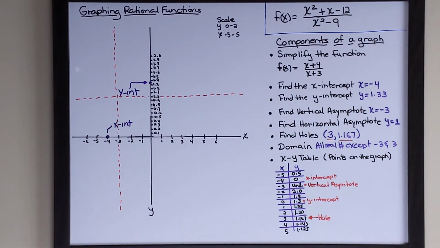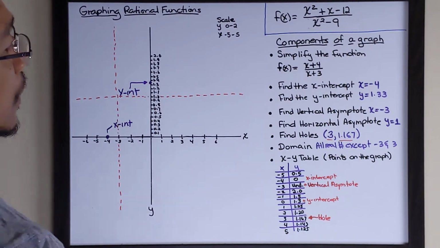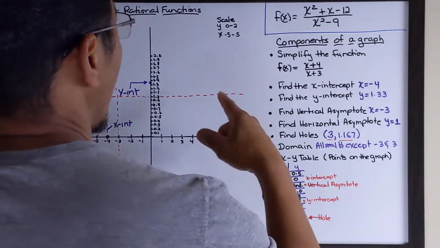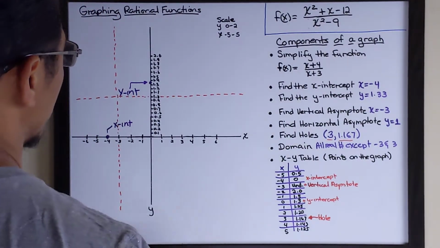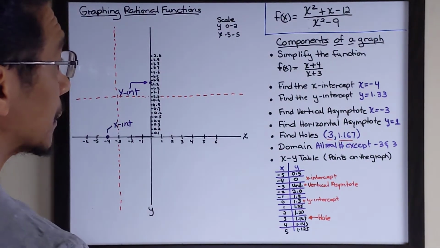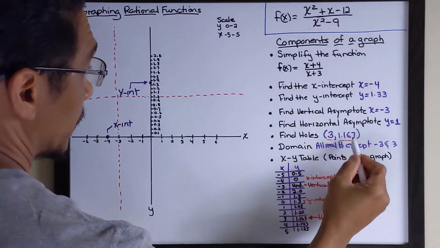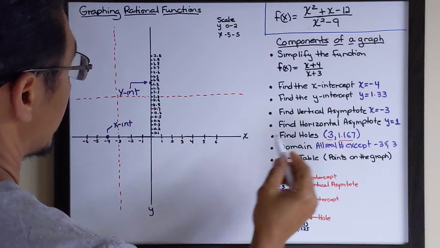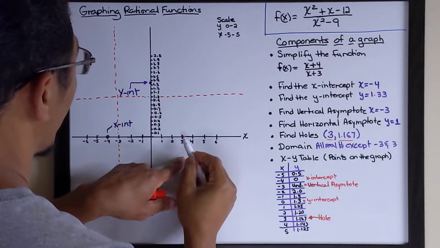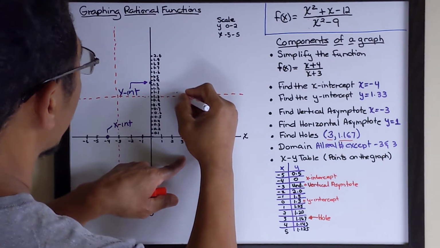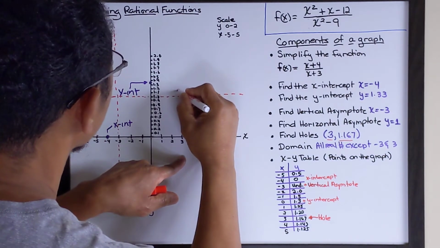Next is the hole. We calculated the hole. A hole is nothing more, of course, than an undefined point on your graph. It's another discontinuity along with the asymptotes. But anyway, it's an open circle on your graph. So these are the coordinates for it, 3 and 1.167. This is the x value, this is the y value. So at 3 and 1.167, that's somewhere right above 1.1 and 3. So it's going to be over here somewhere.